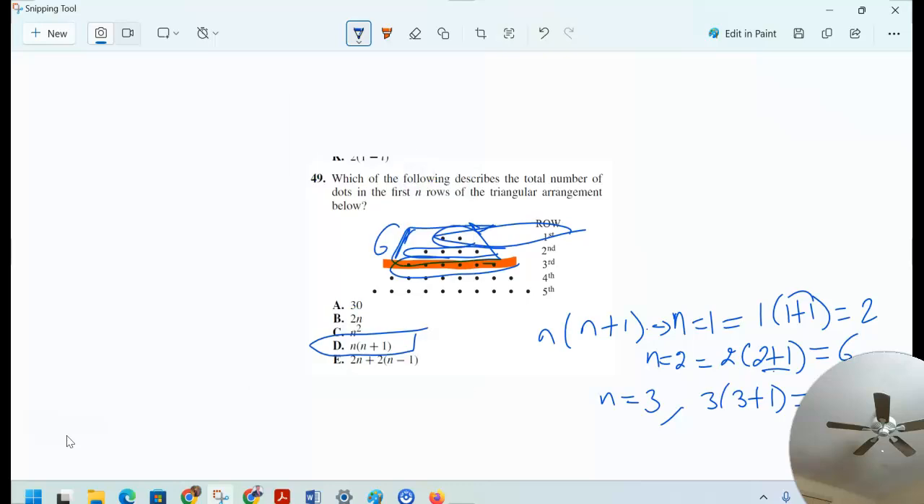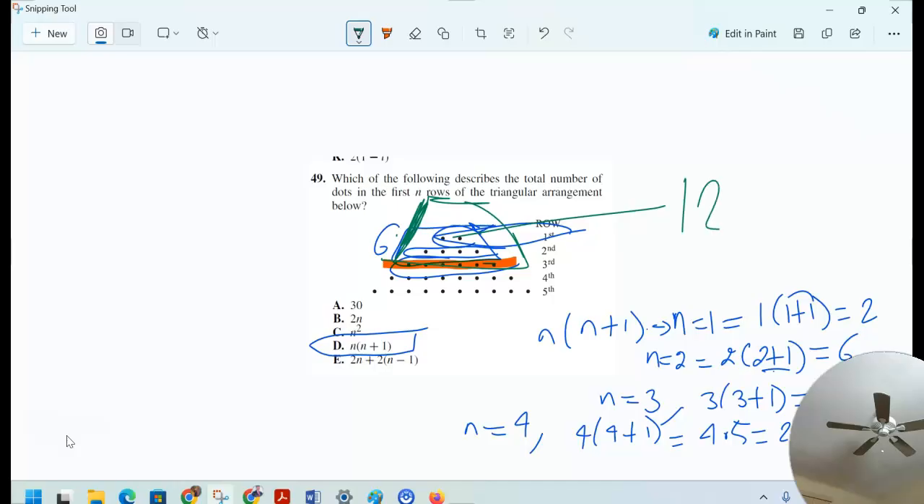And the last one I'll do, and I'm done. N is 4, so it is 4 times 4 plus 1. It is 4 times 5 is 20. Until this one it was 12, and now you have another row which has 8, and you can see it really works. You get 20 because 12 plus 8 is 20. So this means this formula works, and you can get that way also.